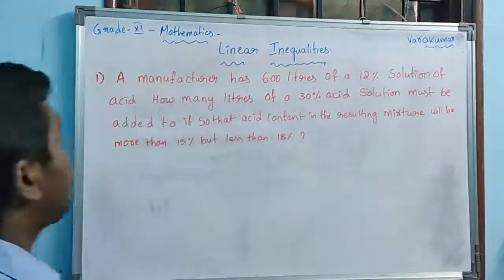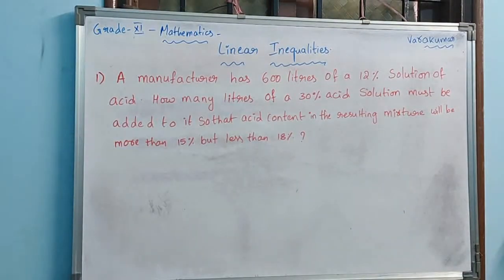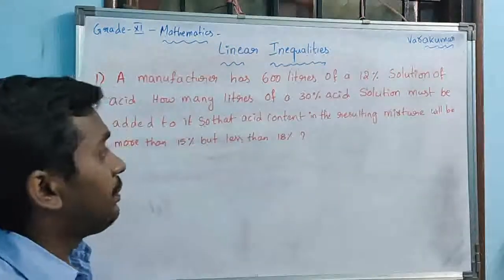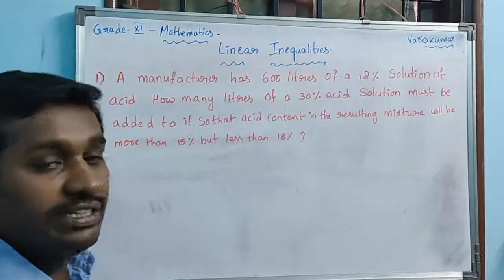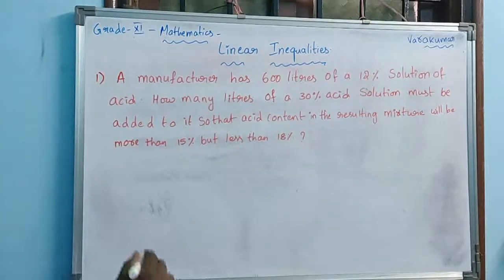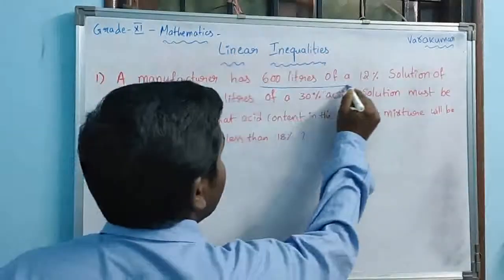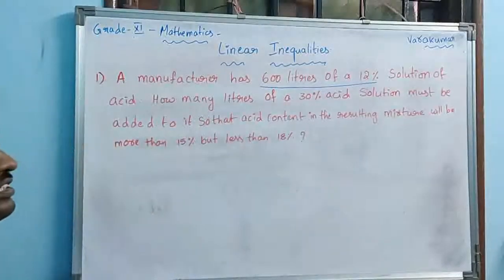You see on the board there is a question: a manufacturer has 600 liters of a 12% solution of acid. How many liters of a 30% acid solution must be added to it so that acid content in the resulting mixture will be more than 15% but less than 18%? Right? Now, when you're reading the question, you couldn't understand, I suppose. But if you read the question in detail, you could understand. See, he said he has 600 liters of 12% solution.